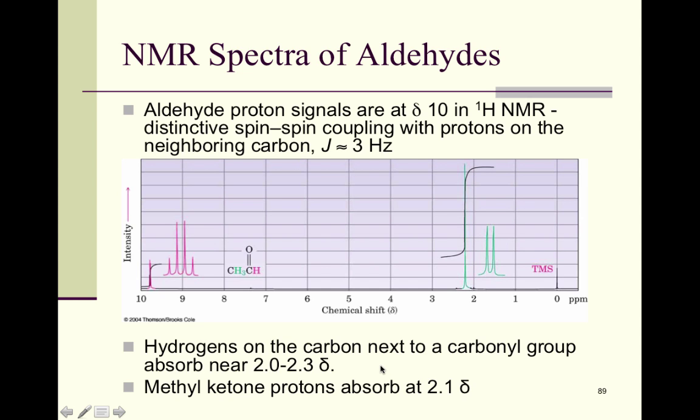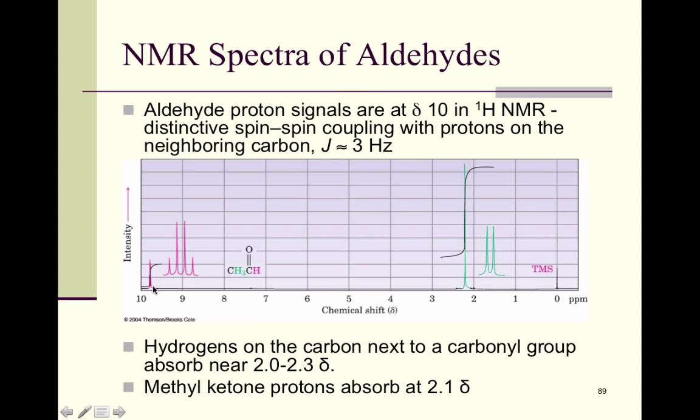Hydrogens on the carbon next to the carbonyl group, so that would be the alpha position here, right? Alpha carbons tend to be about 2. They are pulled further downfield. And then we actually have methyl ketone protons are closer to a 2.1.